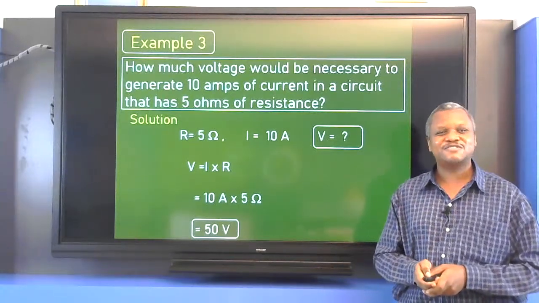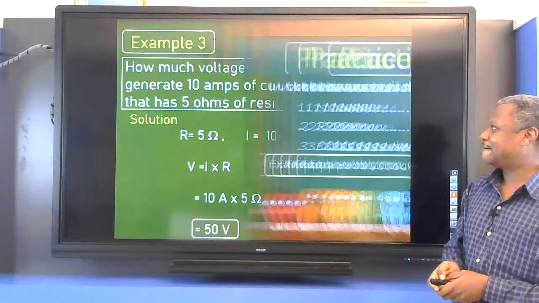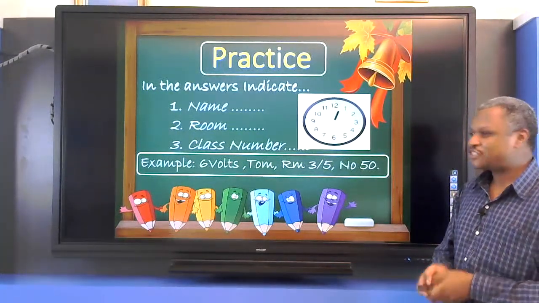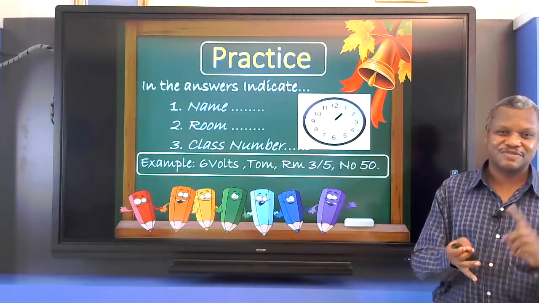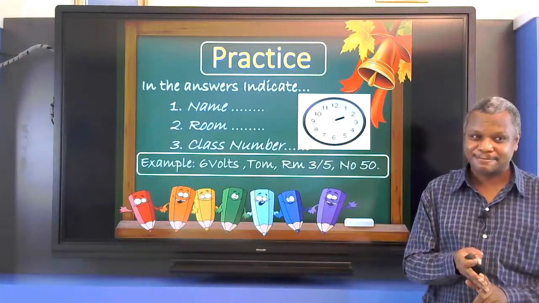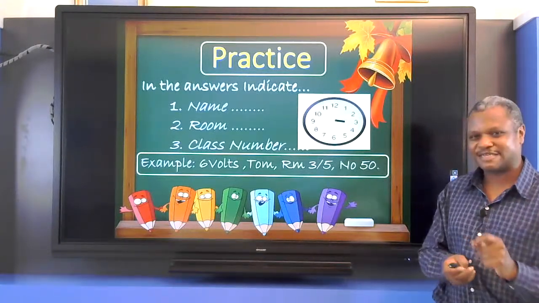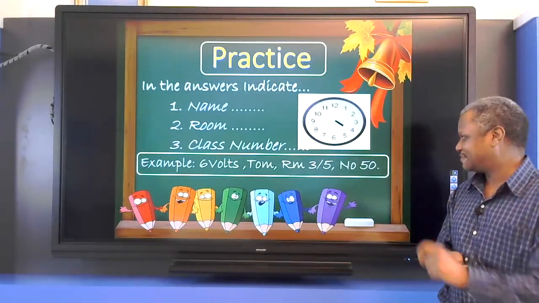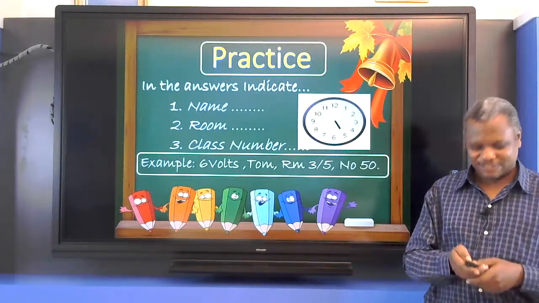Now, I want us to do some practical examples, about 10 questions. Make sure when you write your answer, you write your name, you also write your room, and also you have to write your number. For example, if your answer is 6 volts, don't forget to write that. 6 volts, my name is Tom, room 3/5, I'm number 50. So here we go.